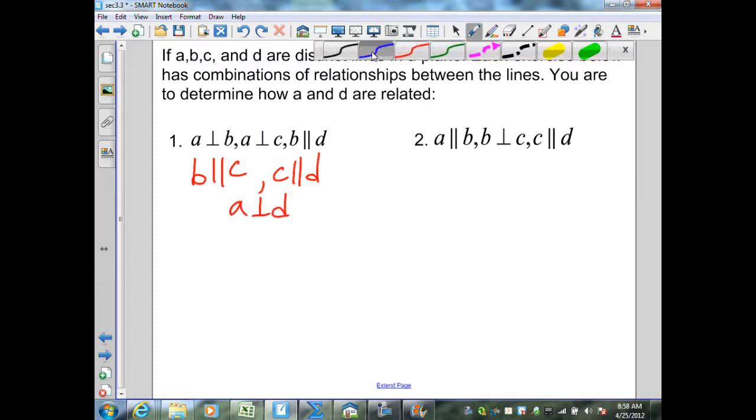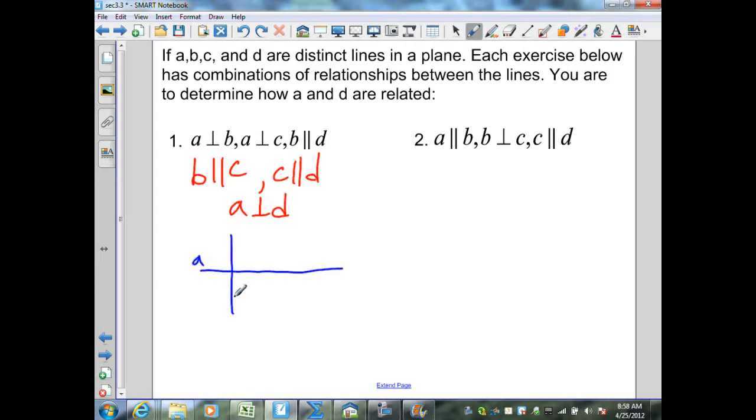Let's verify that with a diagram. I have that A is perpendicular to B. And A is perpendicular to C. And you can see by the corresponding angle postulate, its converse, that these two lines must be parallel. If corresponding angles are congruent, then the two lines cut by a transversal must be parallel, which I have here.